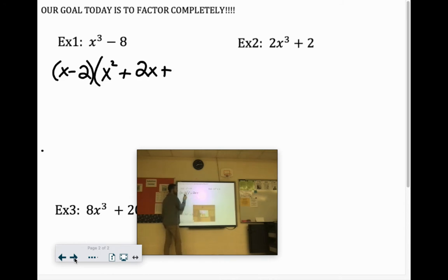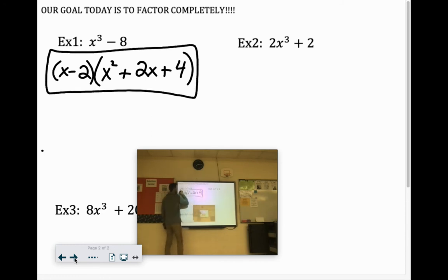Put a plus and square that last term, 4. And there are no factors of 4 that add up to 2, so you would be done at this point. But you do want to double check your stuff. Make sure you can't factor anything else.